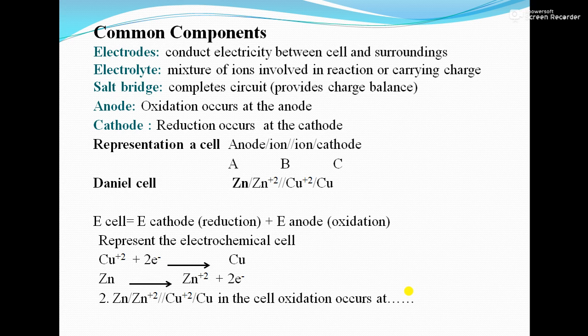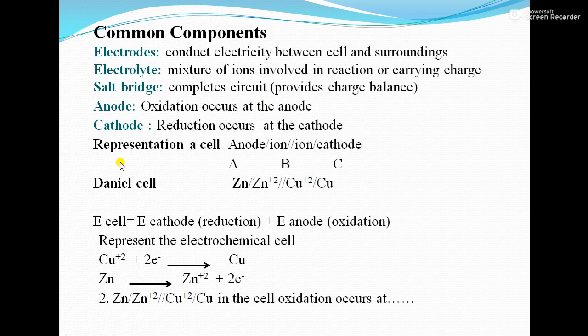Then next is common components in the cell. First is electrodes, which conduct electricity between the cell and surrounding. There are two types of electrodes. One is anode where oxidation takes place and second is cathode where reduction occurs. Second is electrolyte. It is the mixture of ions involved in the reaction or carrying charge. And third is salt bridge, which completes the circuit and provides the charge balance. So those are the common components present in the cell.